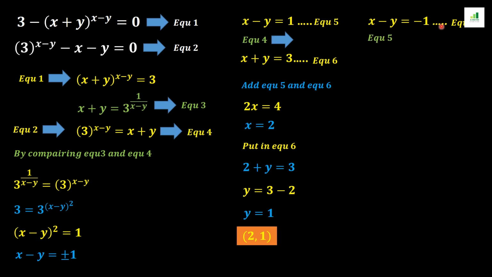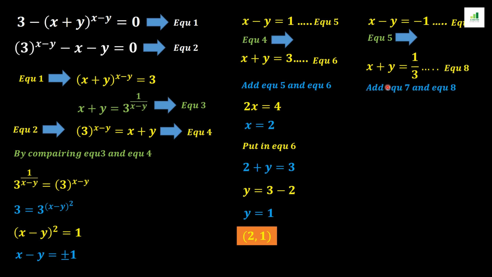Now I should replace the value of this x minus y equal to minus 1 inside equation number 4. As a result I will get x plus y equal to 1 over 3. How? Simply, when I replace this x minus y with minus 1, this will be equal to 3 to the power minus 1, and 3 to the power minus 1, as we know, will be equal to 1 over 3. So here we get 1 over 3 after inserting this value, x minus y equal to minus 1, inside this equation, and the other part, x plus y, will remain the same. I am representing this equation as equation number 8.